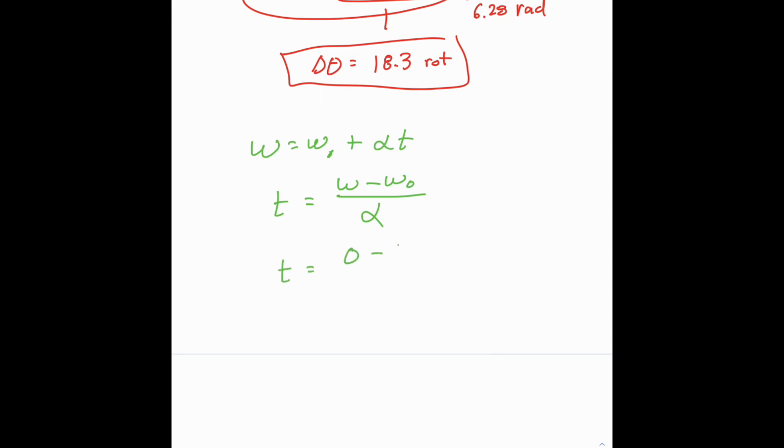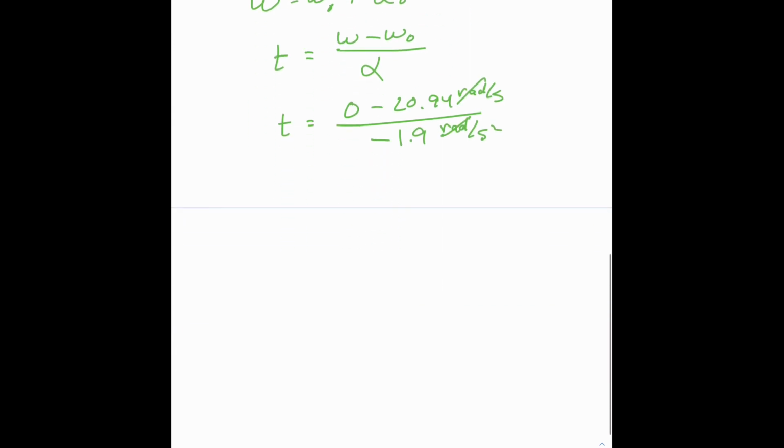This is 0 minus 20.94 radians per second divided by negative 1.9 radians per second squared. Radians cancel. The units look like they're going to come out to give us just what we want, some number of seconds, and your calculator should yield an answer of 11 seconds. So there you have it, just a quick example problem on how we apply the equations for angular kinematics.